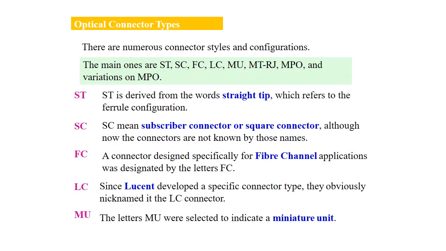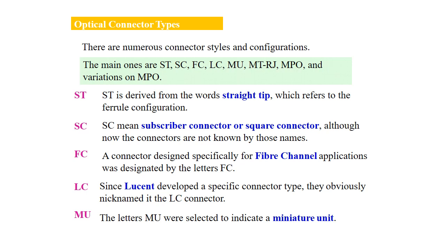The next one is optical connector types. There are numerous connector styles and configurations. The main ones are ST, SC, FC, LC, MU, MT-RJ, MPO and variations on MPO. ST is derived from the words straight tip, which refers to the ferrule configuration, and SC means subscriber connector or square connector, although now the connectors are not known by those names. FC, the connector designed specifically for fiber channel applications, was designated by the letters FC.